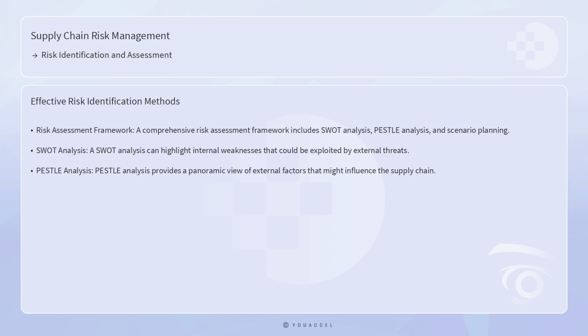One of the most effective methods for identifying risks is through a comprehensive risk assessment framework that includes techniques such as SWOT analysis, PESTLE analysis, and scenario planning. These tools help organizations systematically identify and categorize risks based on their nature and potential impact. For example, a SWOT analysis can highlight internal weaknesses that could be exploited by external threats, while PESTLE analysis can provide a panoramic view of external factors that might influence the supply chain.